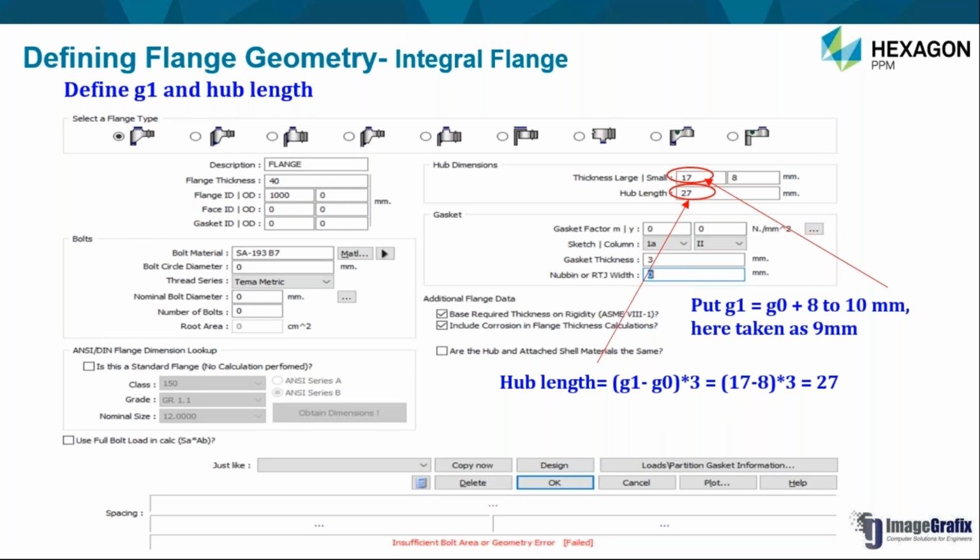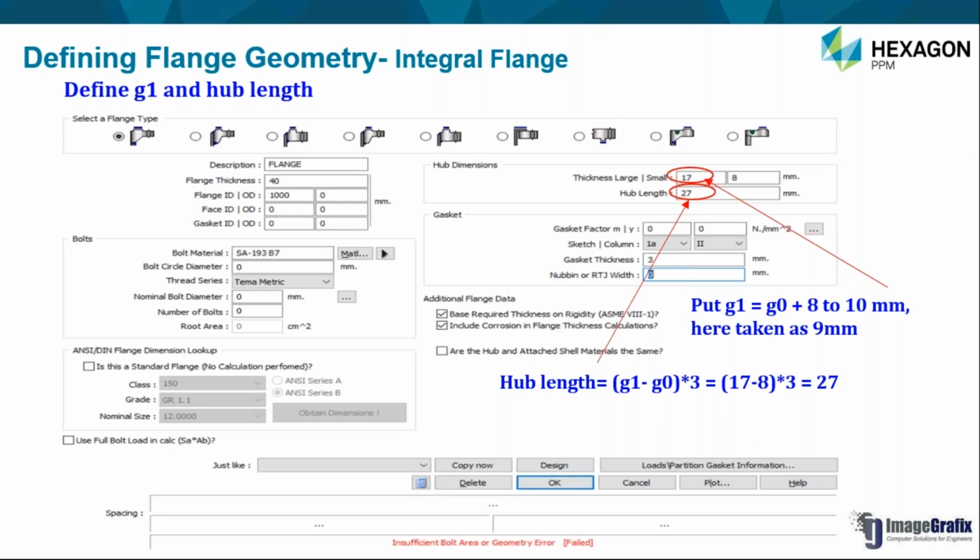Considering all these things, we have to assume at least 25 to 30 mm of hub length. So the minimum hub length should be at least 25 to 30 mm. Let's say we have assumed 30 mm. 30 divided by 3 becomes 10, correct? That 10 mm is the height above G0. So the G1 I have to assume is at least 18 mm.